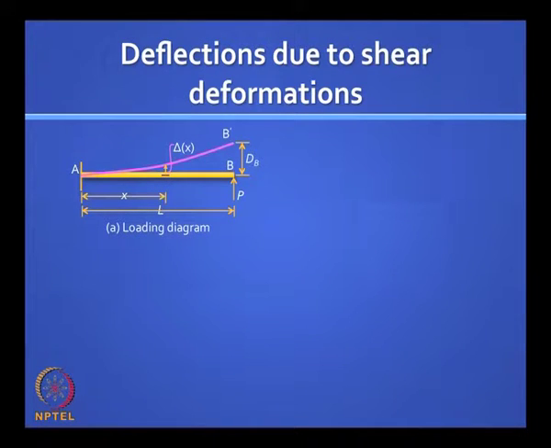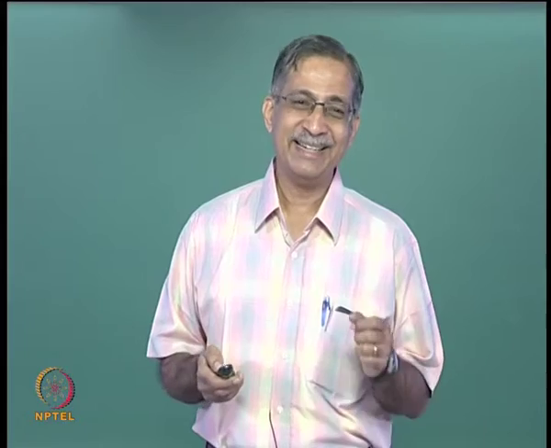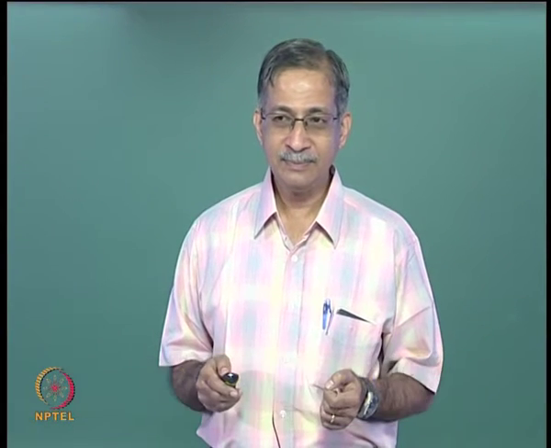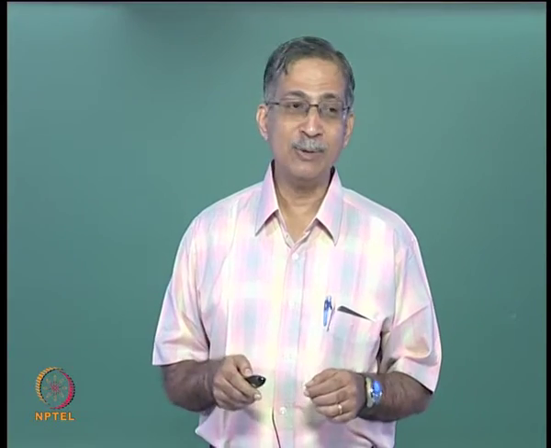So let's look at this cantilever beam subject to a concentrated load P at the free end B, and let that deflection be dB. What's the answer for dB? PL cubed by 3EI. You can prove it by conjugate beam. PL cubed by 3EI, but that is not a complete answer. Why not? Because it doesn't include shear deformation.